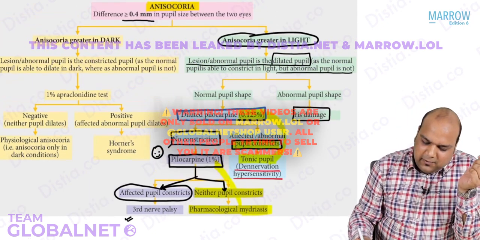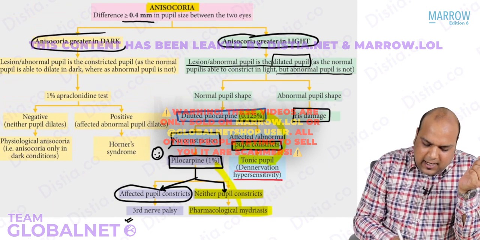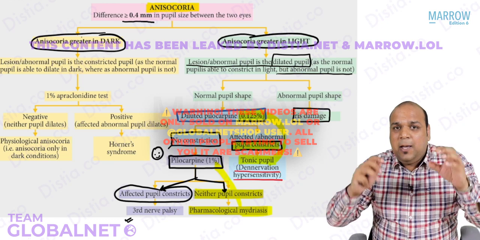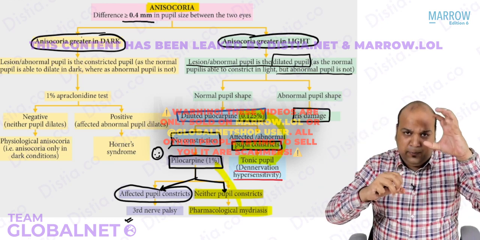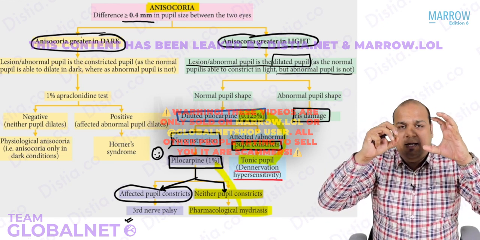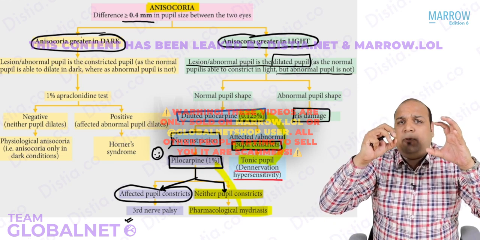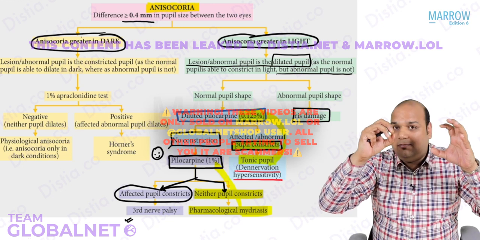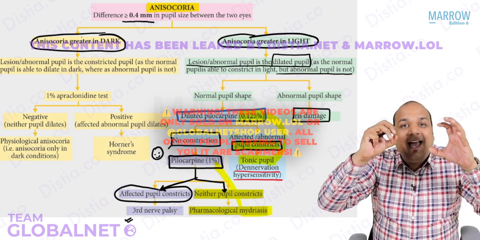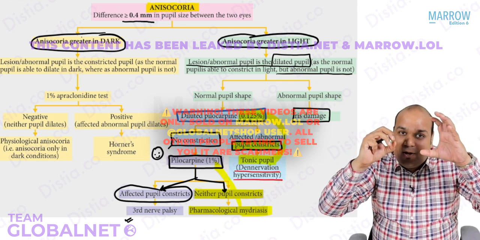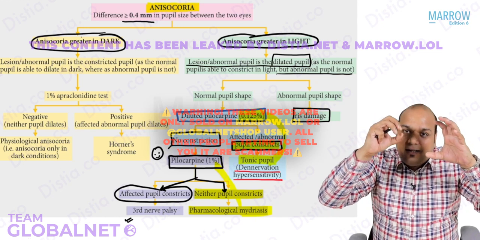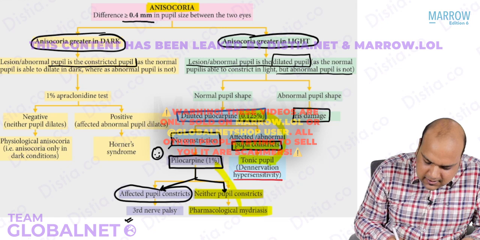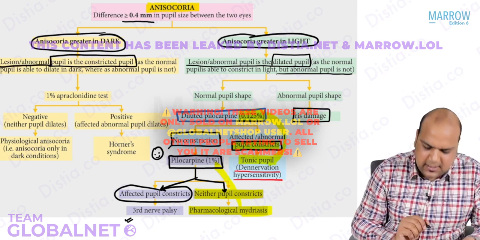What about the second arm, everybody? Anisocoria in dark. Anisocoria in dark means in light both the pupils are able to constrict, but in darkness both the pupils are not able to dilate. One pupil dilates, one pupil does not dilate. That means in this case, which pupil is abnormal? The dilated or the constricted? Light, no. Anisocoria in dark. Anisocoria in dark, the dilated pupil is normal because it is able to dilate. The constricted pupil is abnormal.